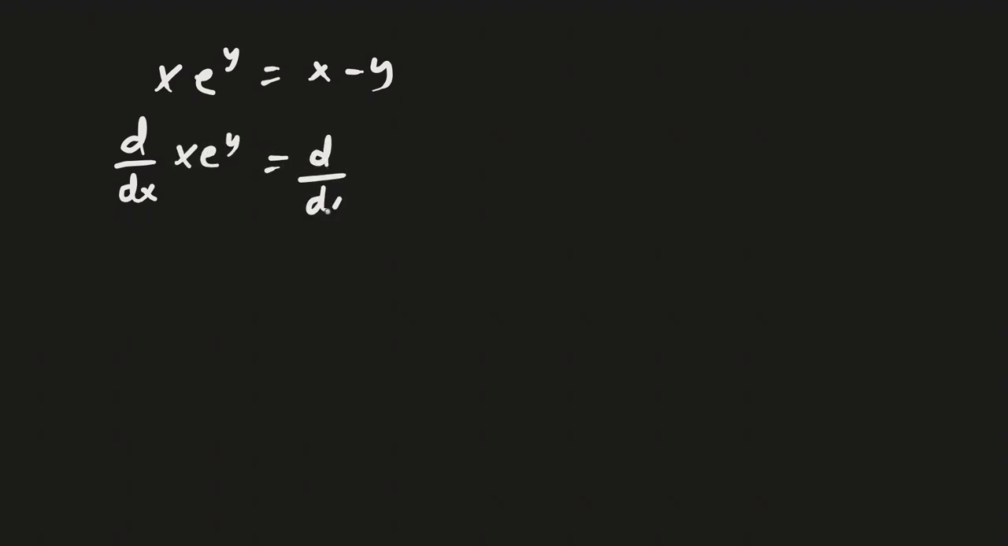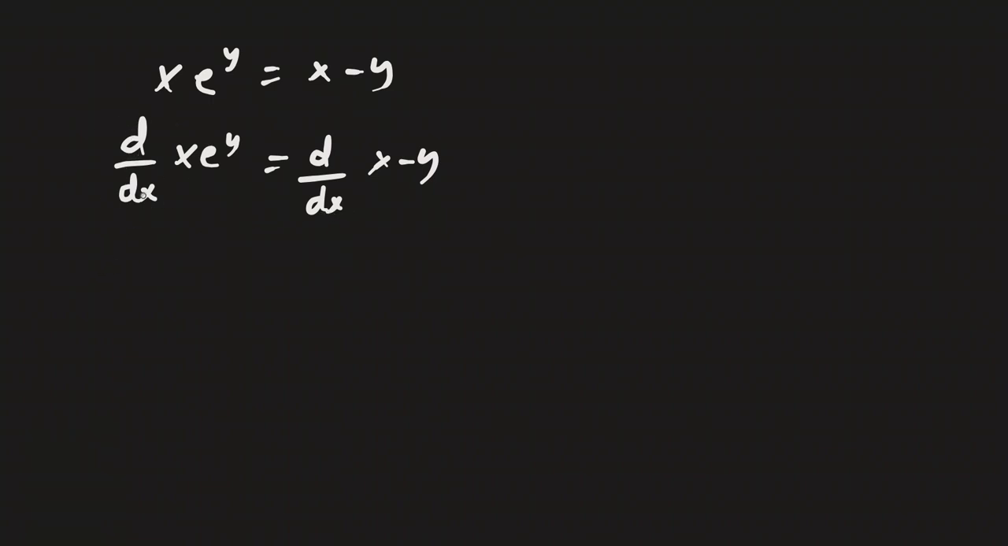Alright, so in this video, we're going to be finding dy/dx using implicit differentiation for the function x times e to the power of y equals x minus y. So the first step in using implicit differentiation is to take d/dx of both sides. So this is as follows.